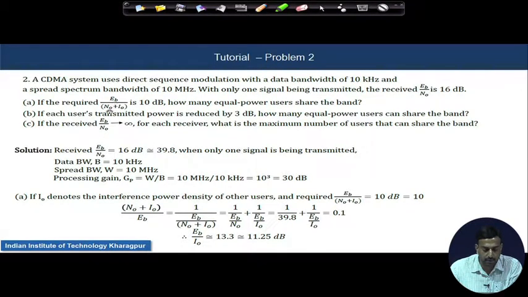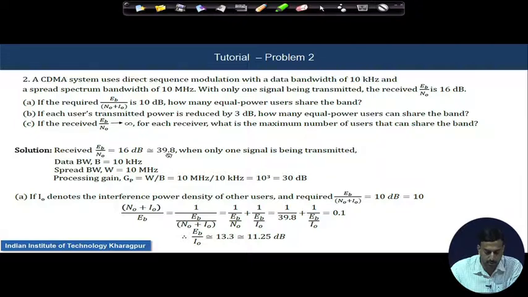And finally, if Eb by N naught tends to infinity, that is the almost negligible noise case, then in that case what is the maximum number of equal power users that can share the band. So this is essentially a multi-user CDMA problem where we deal with Eb, that is signal to noise plus interference power ratios, and we try and figure out what is the capacity of the system in terms of the number of users supported.